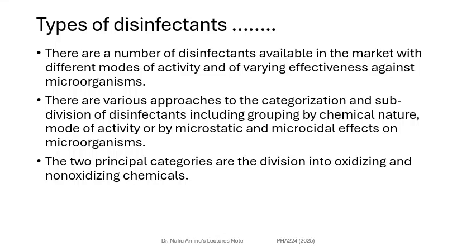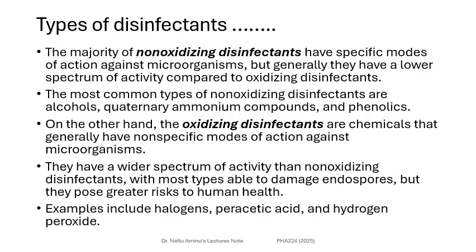There are a number of disinfectants available in the market with different modes of activity and of varying effectiveness against microorganisms. There are various approaches to the categorization and subdivision of disinfectants, which include grouping by chemical nature, mode of activity, or by microstatic and microcidal effects on microorganisms, as I said before. The two principal categories are division into oxidizing and non-oxidizing chemicals. The majority of non-oxidizing disinfectants have a specific mode of action against microorganisms, but generally they have a lower spectrum of activity compared to the oxidizing agents.